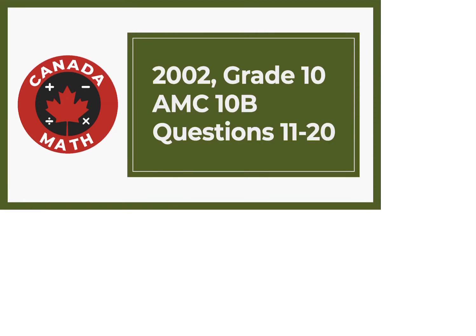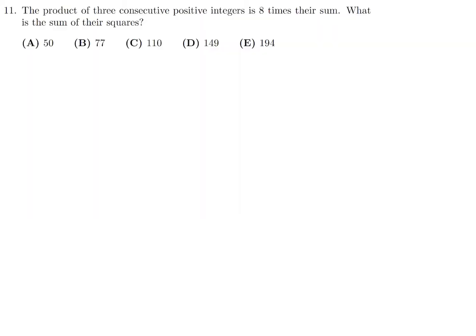Questions 11 through 20 on the 2002 grade 10 AMC 10B. The product of three consecutive positive integers is 8 times their sum. What is the sum of their squares?